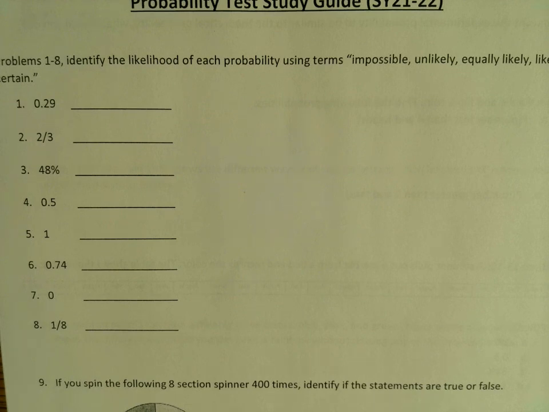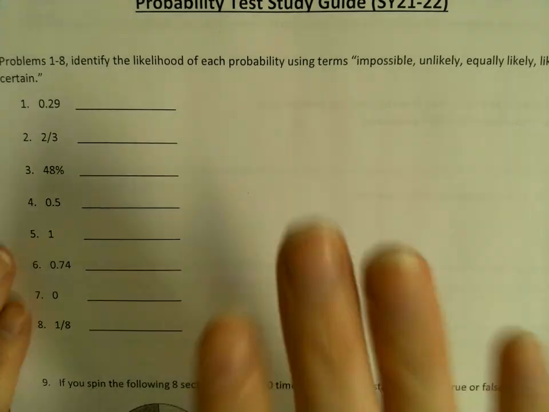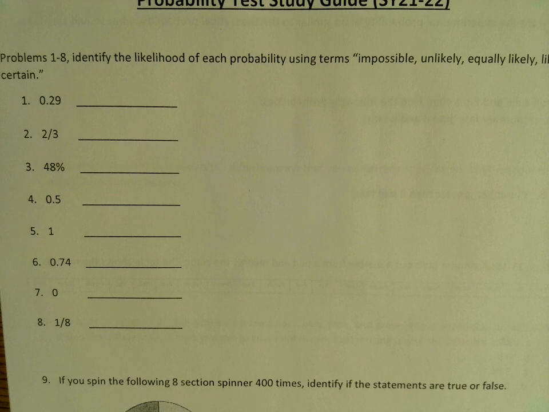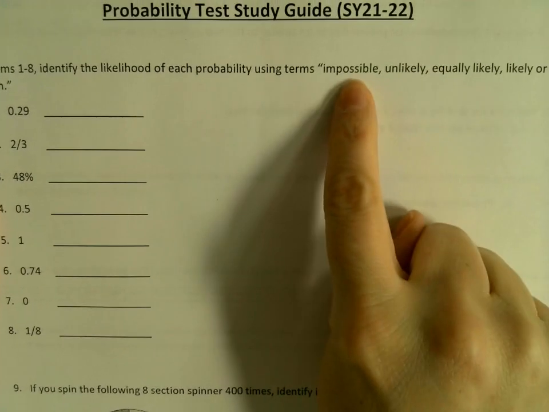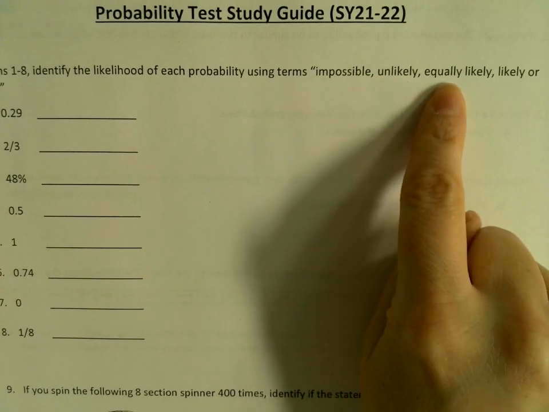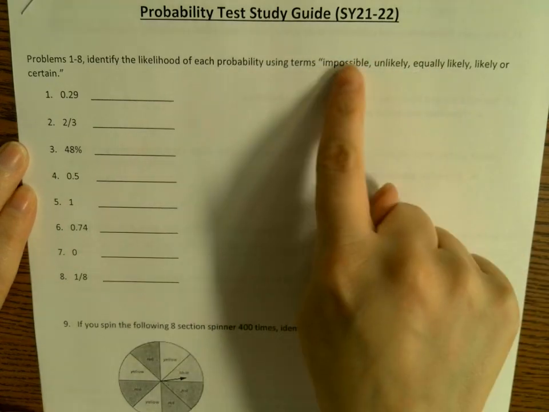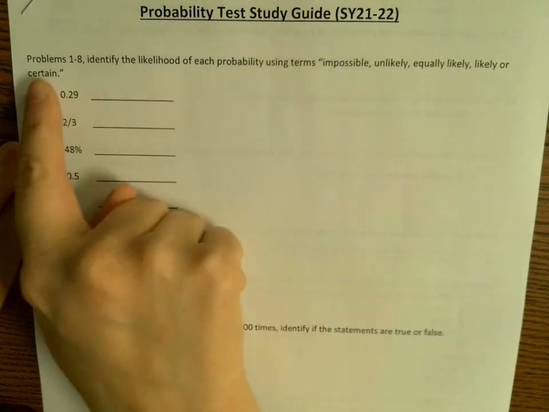When we're talking about probability, remember probability is a value that ranges between 0 and 1 whole, and it has these likelihood statements, right? The impossible, unlikely, equally likely, likely, or certain that go along with a specific type of probability. Only 3 of these, impossible, equally likely, and certain, have exact values.